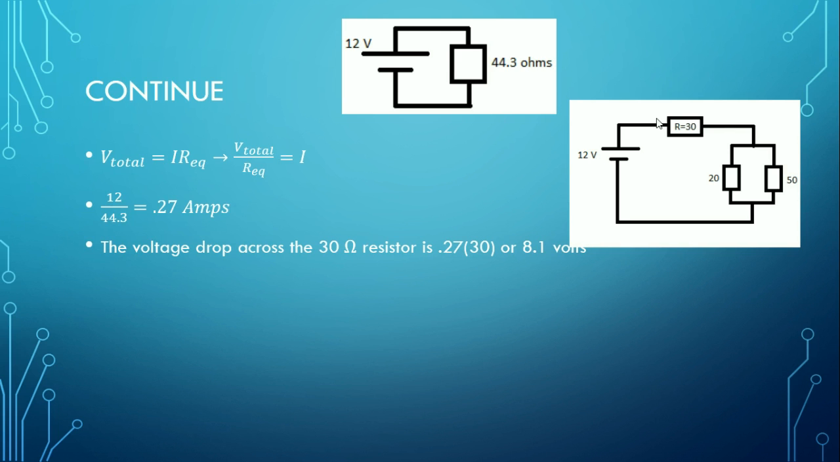So the voltage drop across the 30 ohm resistor is V equals IR. So the current is 0.27 amps. The resistance is 30 ohms. So we get a voltage drop of 8.1 volts, which is pretty much most of the voltage dropping at that one resistor.